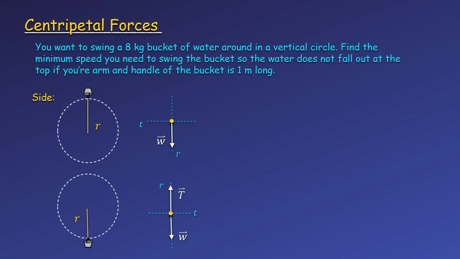Let's look at the forces on the bucket at other points of the circle. At the bottom, the bucket still has a weight pointing downward, and there must be tension in your arm pulling up on the bucket in order to not only cancel the weight, but a little bit more to cause the centripetal acceleration to keep it rotating. When the bucket is at some angle, we can rotate our axes to match the bucket. The weight is still straight down.